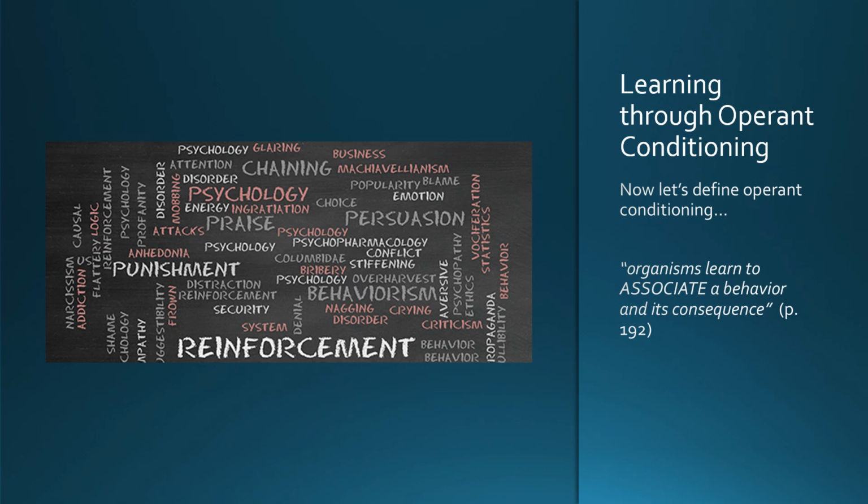So let's look at learning through operant conditioning. Let's define operant conditioning. It is when an organism learns to associate a behavior and its consequence. So again, if you watched the PowerPoint on classical conditioning, then you know that the word associate is huge when it comes to learning. So there's an association between a behavior, an action, and its consequence.